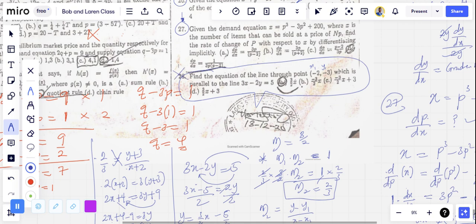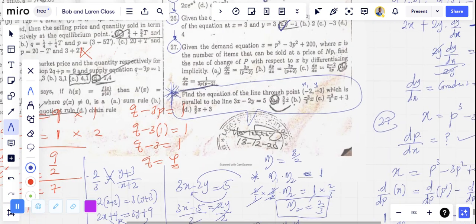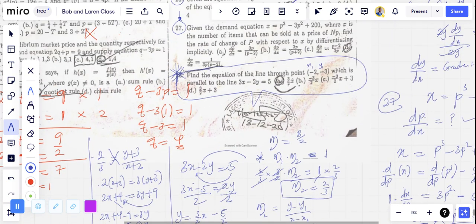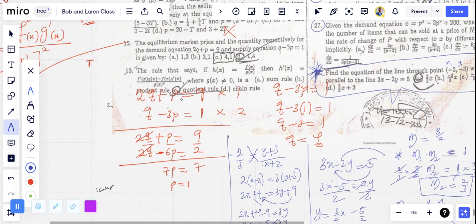Please take note. Okay, there's an issue with that question. I'm supposed to have 2 over 3 x minus 5. So there's something wrong somewhere with this question. Please take note of this last question. Okay, so what's the next thing?